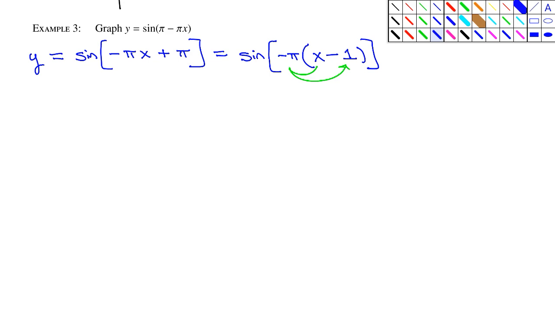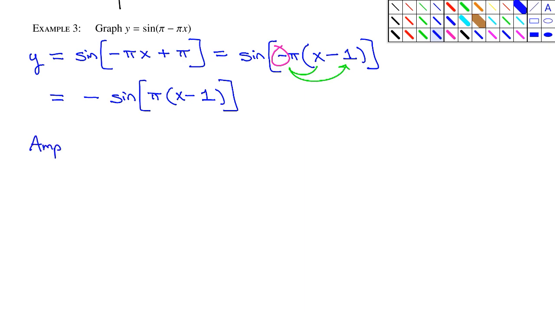Next, we have a negative on the inside. With sine and cosine, you can get rid of those using the odd and even functions. Since sine is odd, the negative comes out to the front. With cosine, it would just go away because cosine is even. But sine is odd, so it comes out to the front. All right, now we're looking good.